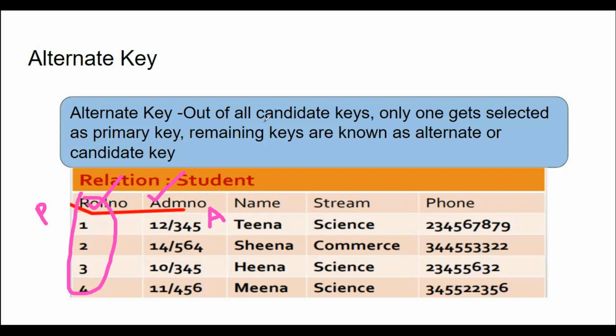Out of all the candidate keys, only one gets selected as the primary key. The remaining keys are known as alternate keys. Mostly we will be calling them alternate keys. All the representations we will be calling candidate keys.